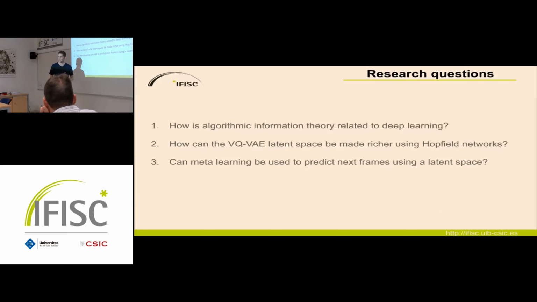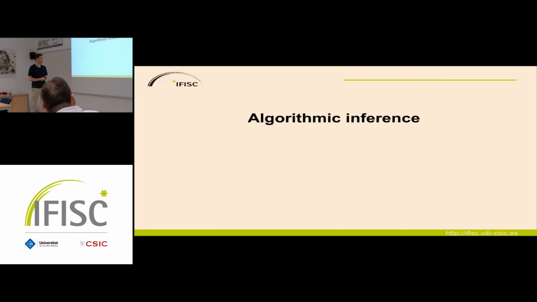And Hopfield networks are also a general thing that when we connect those two things together, we get a better way to learn those abstract representations of data. Okay, so meta-learning is a way to increase flexibility of those models, and it is connected to the things above in that we are trying to predict those next frames, and we are going to do prediction of next frames using those complex representations. Okay, so let's start with algorithmic inference.